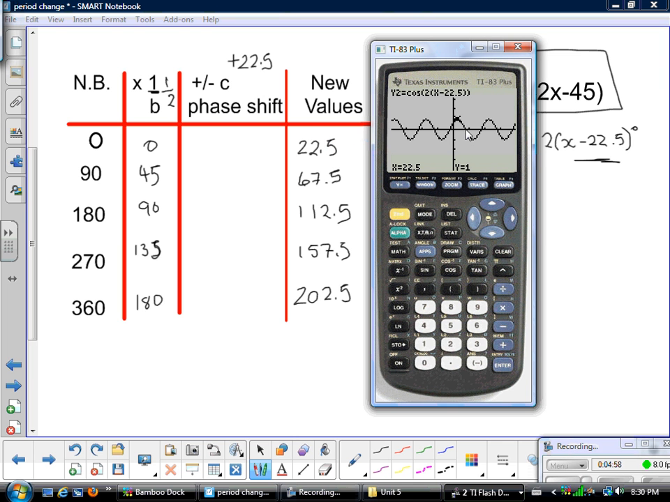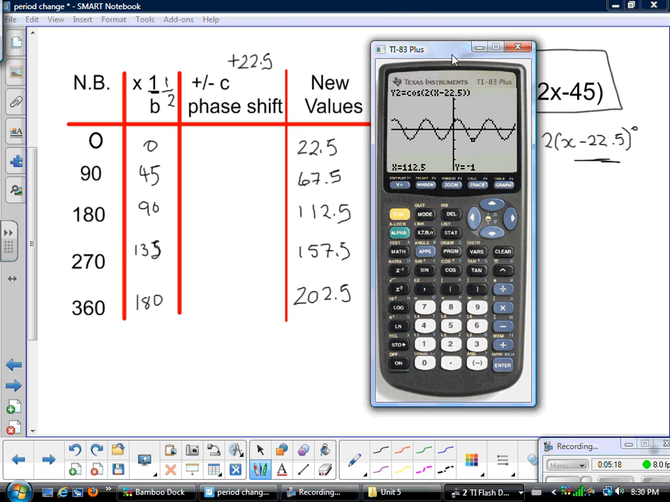Then when I get to 0, I should get 67.5. So if we follow the trace and we're at 0, you can see it is 67.5. So we could keep doing that trace. Our lowest point would be -1, which we're at there. It's 112.5. So you get the same thing there.